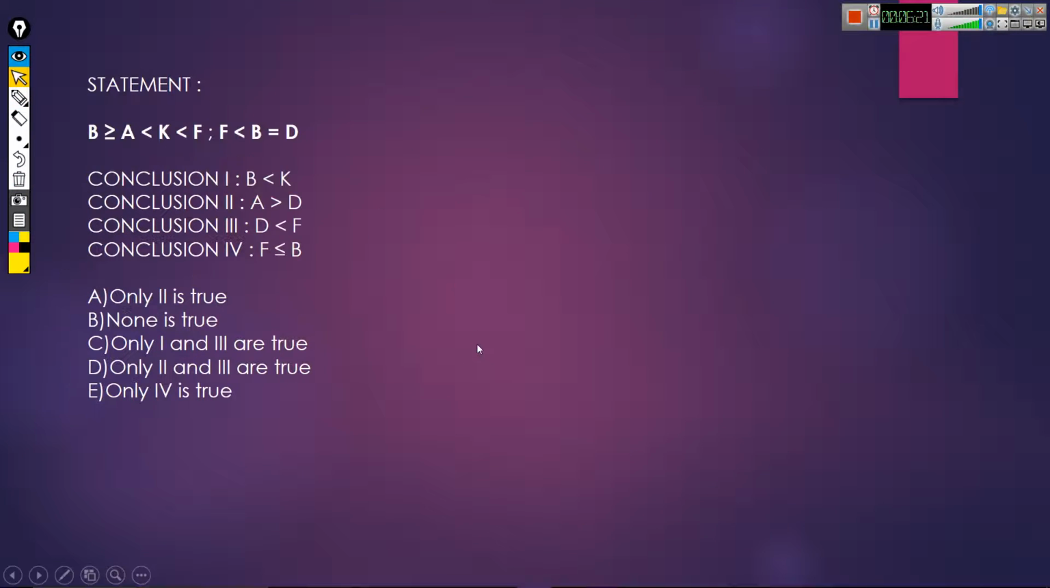Move to the next question. Again, here the statement is given in two parts. So what you need to do is join all two parts. If there are three parts, then you have to join according to the conclusion. Okay, so let's join it.